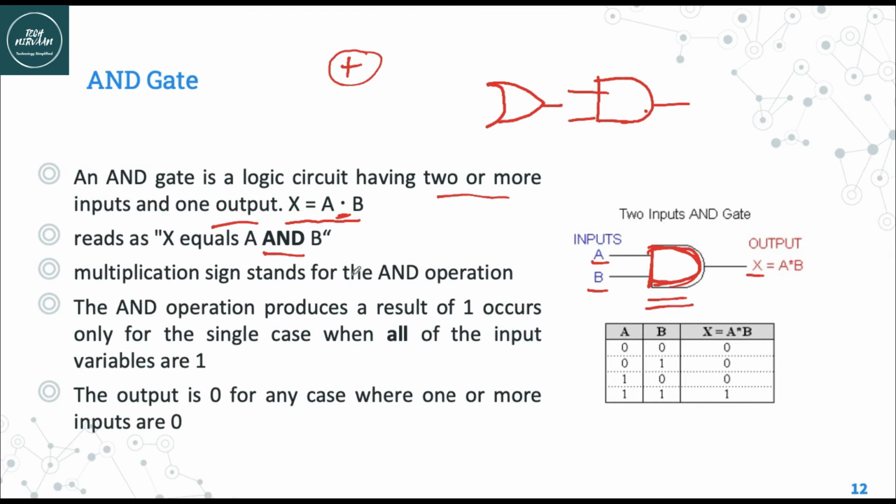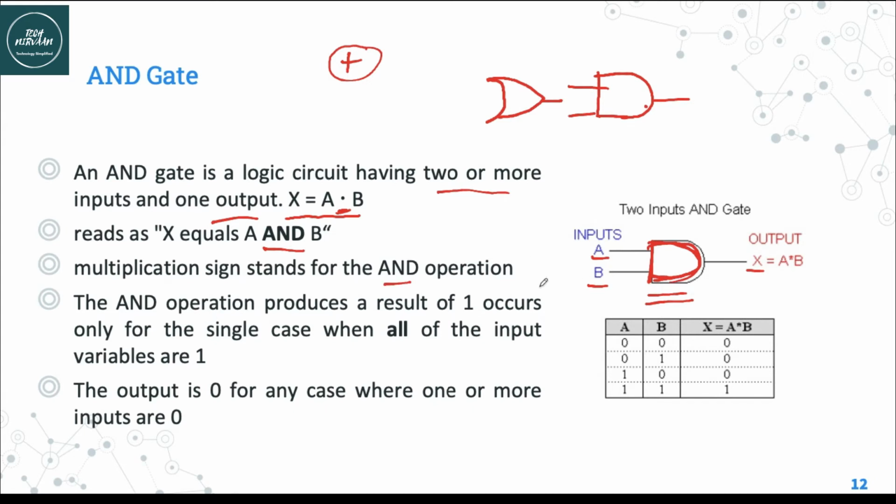Now the logic of the AND operation is like this. AND operation produces a result of 1 only for the single case when all the inputs are 1. Again, when all the inputs of the AND gate are 1, then and then we will get 1 as an output. The output is 0 for any case where 1 or more inputs are 0. So based on these 2 logical conditions, AND gate works. So for this AND gate, we can develop truth table like this.